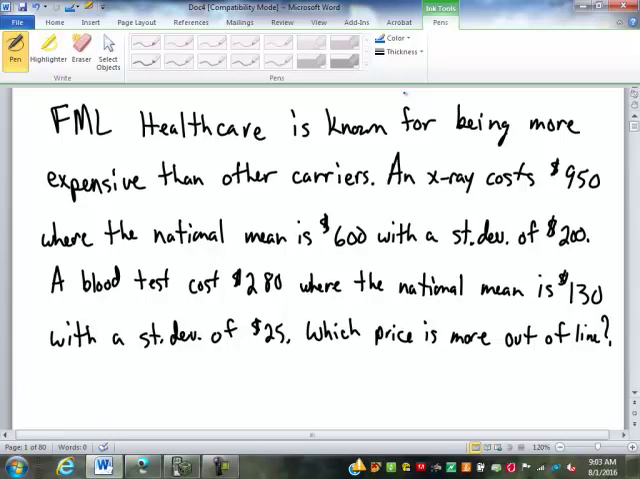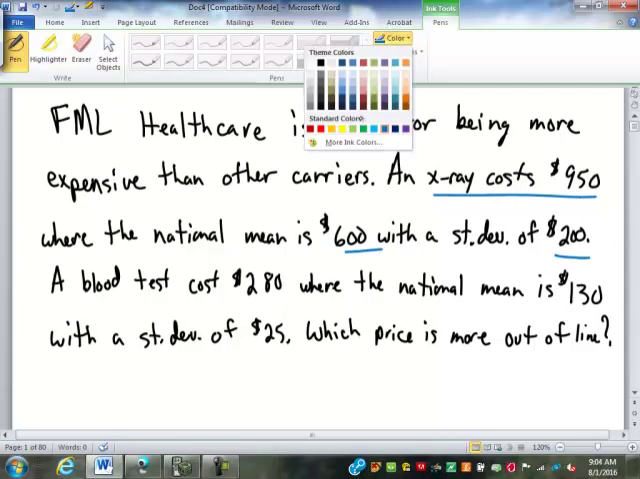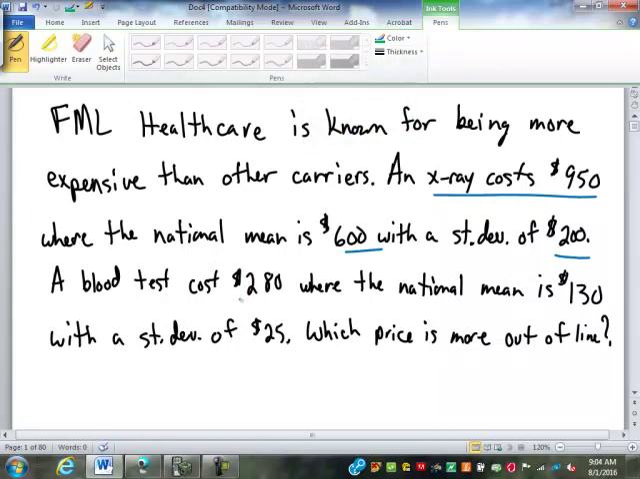So looking at this problem here, we have family health care, known for being more expensive than others. X-rays are $950 with a national mean of 600 and standard deviation of 200. They want you to compare that to blood tests, which cost $280 with a national mean of, that should have been 230, sorry about that, $230 and a standard deviation of 25.